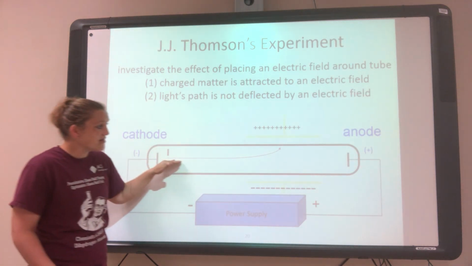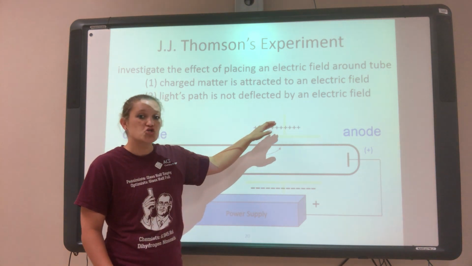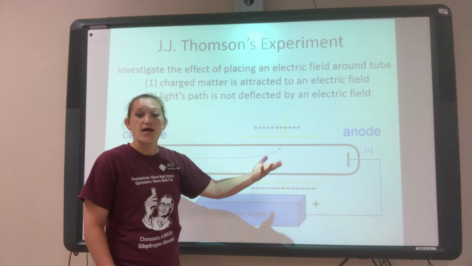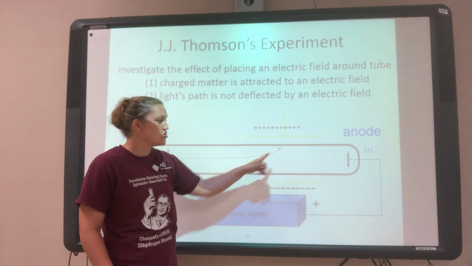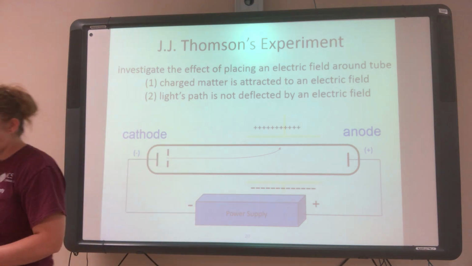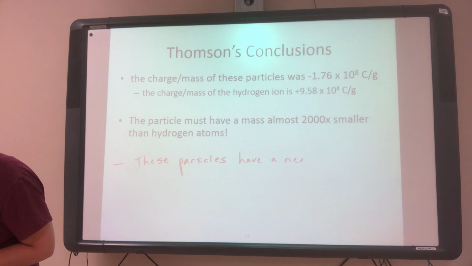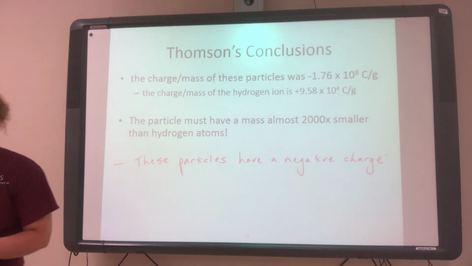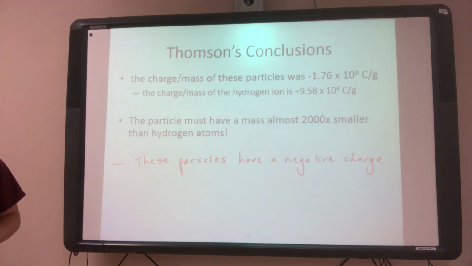Okay, so it bent, we know it's not light, and it bent towards positive. So what is attracted to a positive? A negative, okay? So positives are attracted to a negative, also this negative repels it. So I know that the charged material is going to be negative. All right, so these particles have a negative charge. Okay? Because the beam was deflected away from the negative and towards the positive electric field.